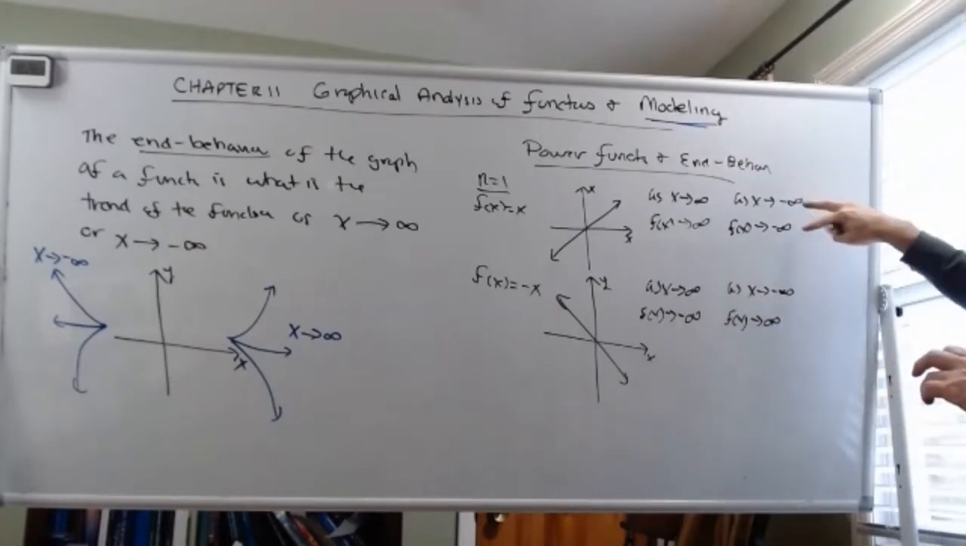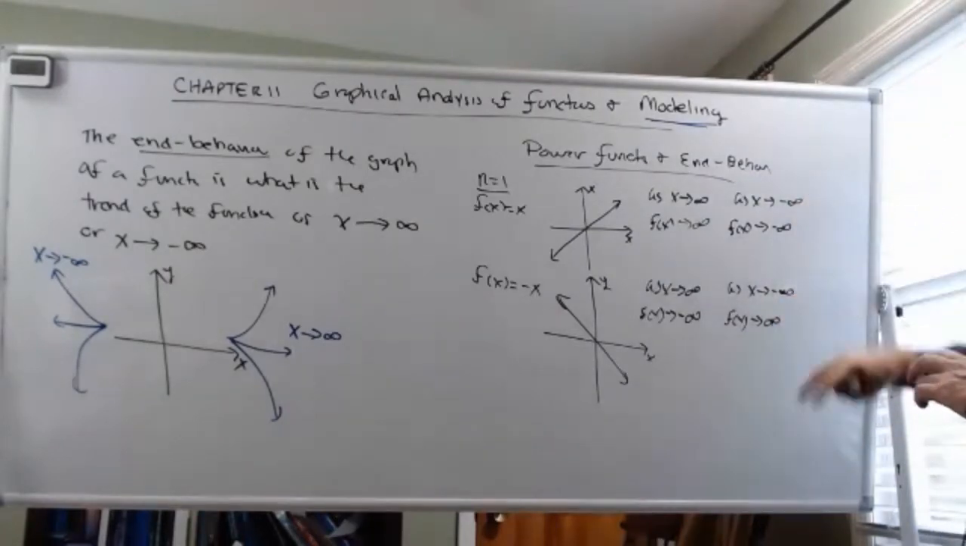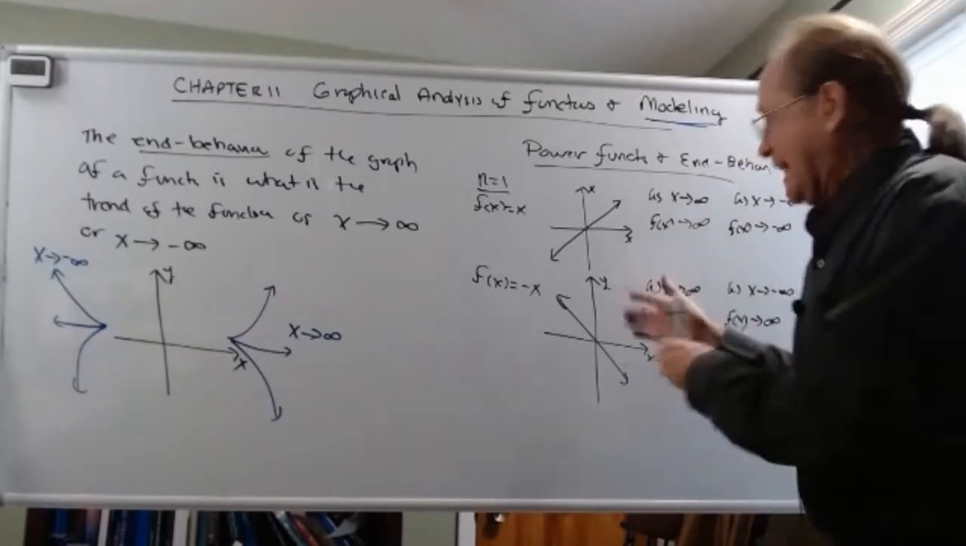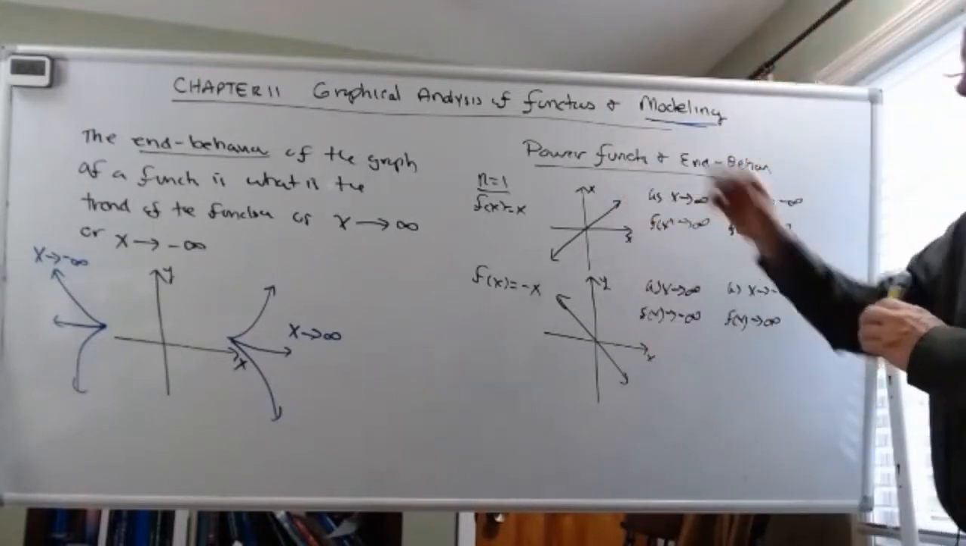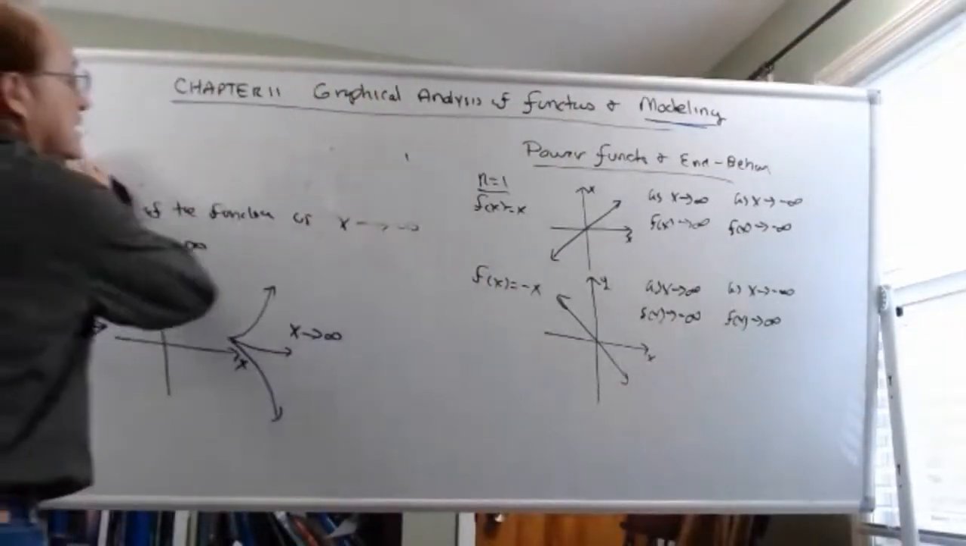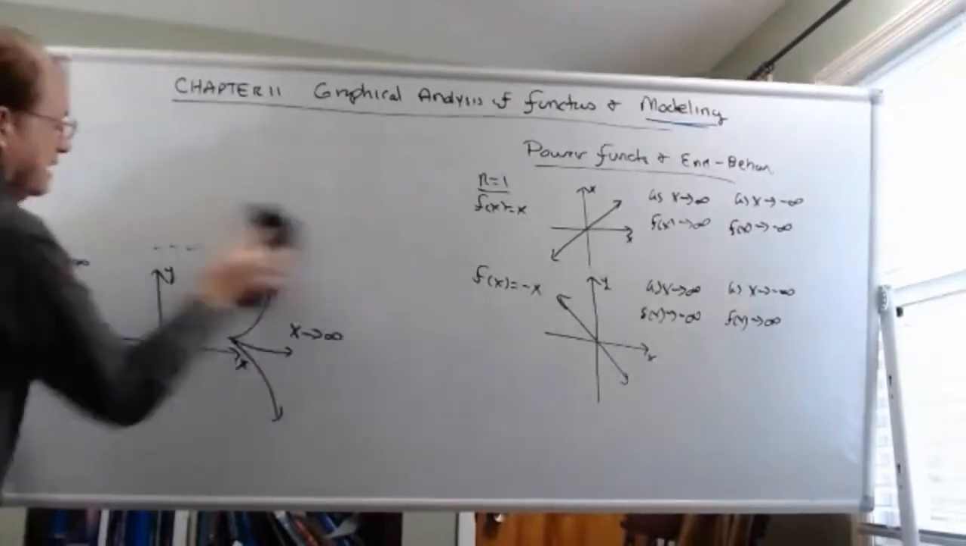It kind of flips over here. Negative to negative, negative to positive. That sort of thing. That's n is equal to 1. That's the end behavior of my linear function. That's what we're talking about. What happens at the end of the spectrum? Let's take a look at another one. N is equal to 2.